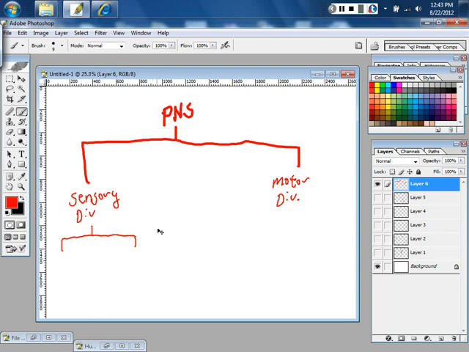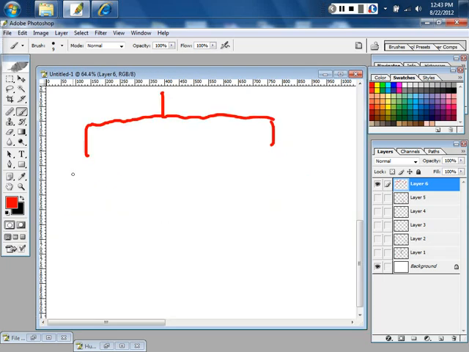I'm going to zoom in here just so I can write better. There is a visceral sensory division, and so the visceral sensory division senses all the information that's coming from my organs, like my heart, my lung, my spleen, my kidney, all the organs in the body.